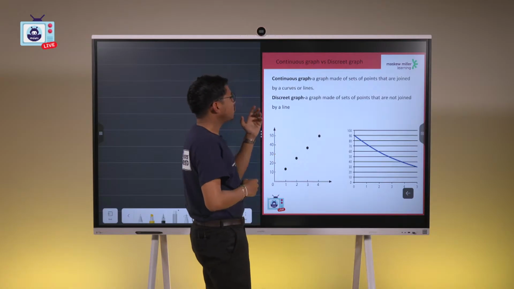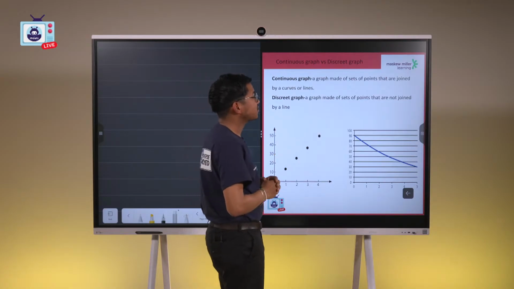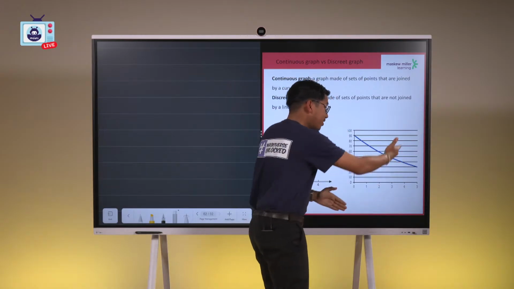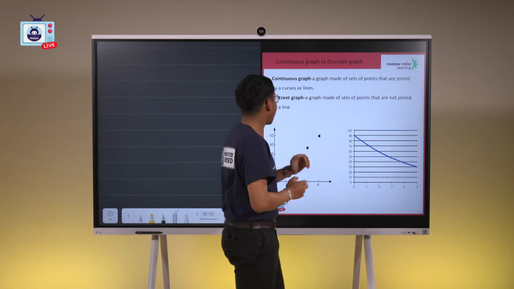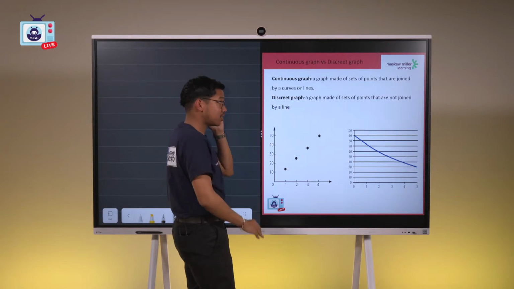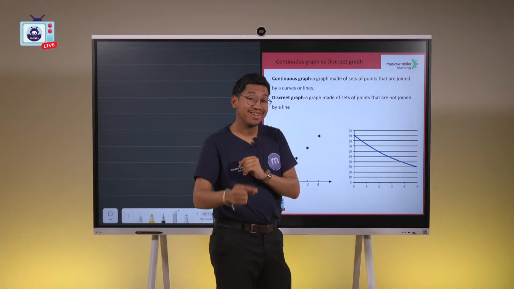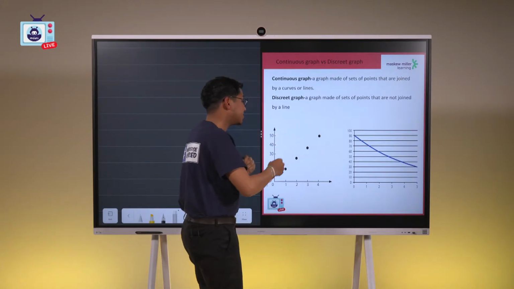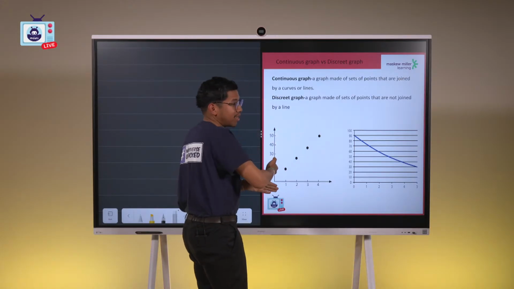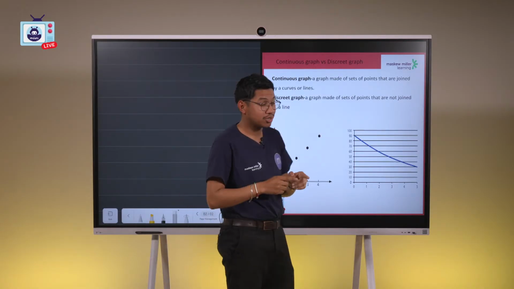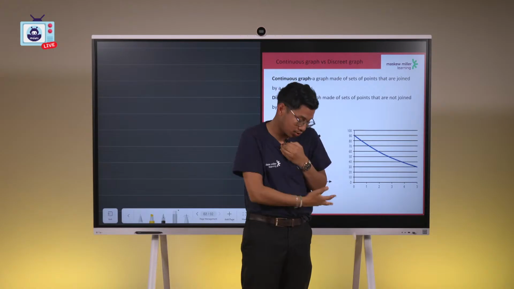So what's a continuous graph? It's a graph made up of sets of points that are joined by curves, or joined by a line. And then a discrete graph is a graph that is also made up of sets of points, but the only difference here is that it is not joined by a line and it is not joined by a curve. Very important to understand the difference between the two.